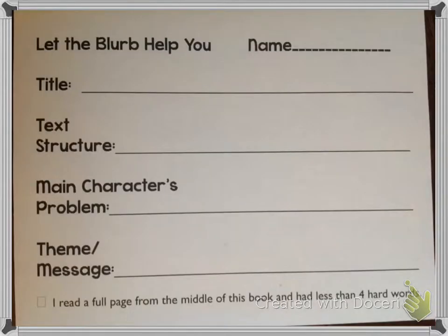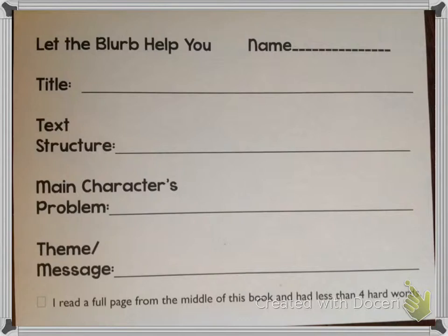Now you're going to get a sheet that looks like this. Let the blurb help you. You're going to look through several books today and read the blurb on the back. And you're going to pick one that you want to read with a buddy. So that means you have to find another Razzle from either class. You can be in a group of 2 or 3. And you have to find a book that you want to read. And the blurb can help you decide if you want to read it or not.